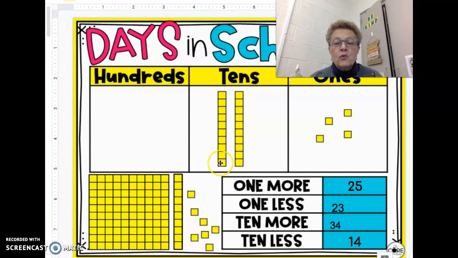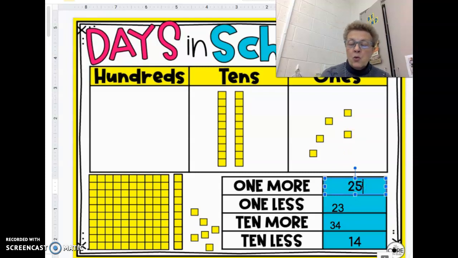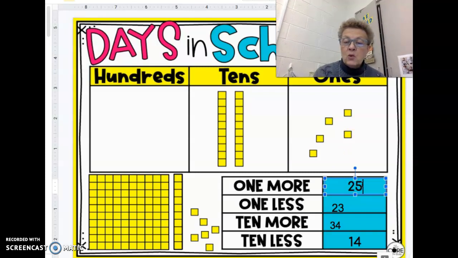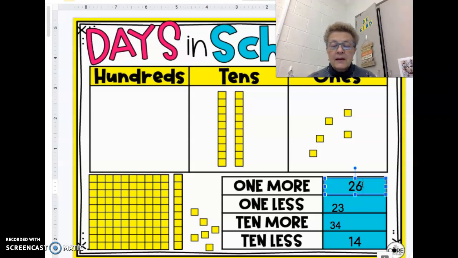Yesterday we were in school for 24 days, which means today we're going to add a cube. And when we add that cube, that turns it into 10, 20, 21, 22, 23, 24, 25. So we are now in school for 25 days. So going down, if we are in school 25 days, what is one more than that? If you said 26, that is correct.